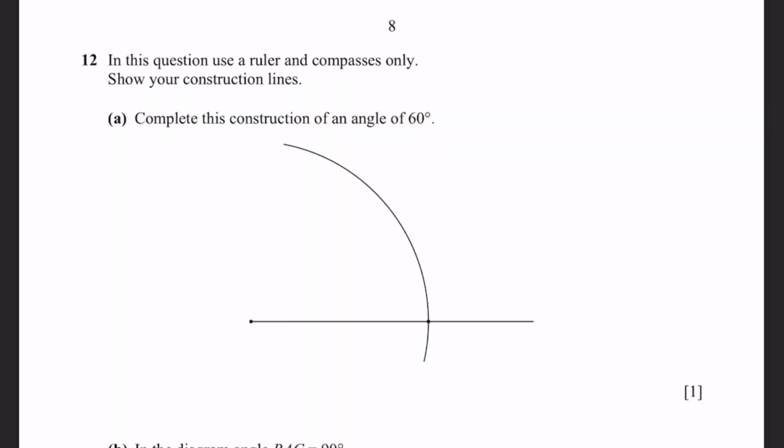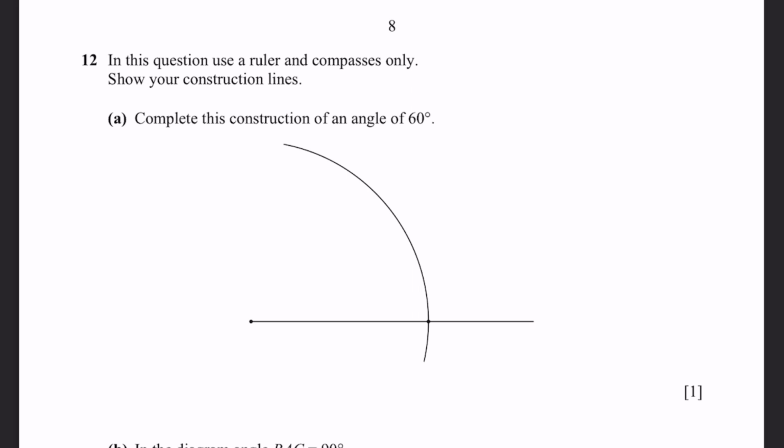In this question, use a ruler and compasses only. Show your construction lines. A. Complete this construction of an angle of 60 degrees. They have given us an arc here where the compass needle is placed here and the length taken is this length. So the construction of an angle of 60 degrees.